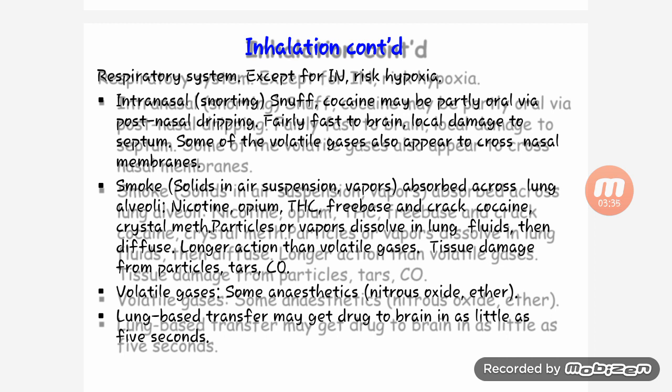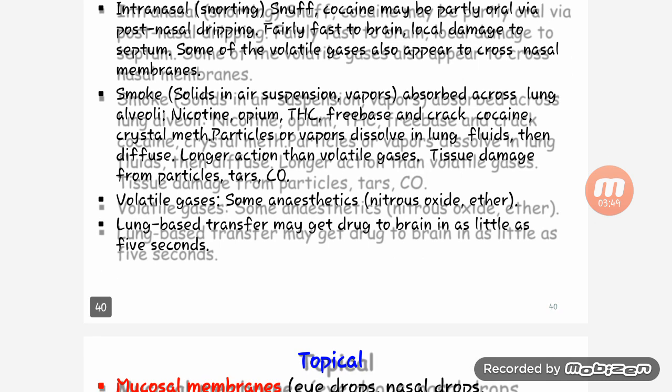Then smoke, absorbed across the lung alveoli: nicotine, opium, freebase and crack cocaine, crystal meth. The particles evaporate and dissolve in the lung fluid. Then volatile gas, some anesthetics such as nitrous oxide and ether, they are volatile gases.